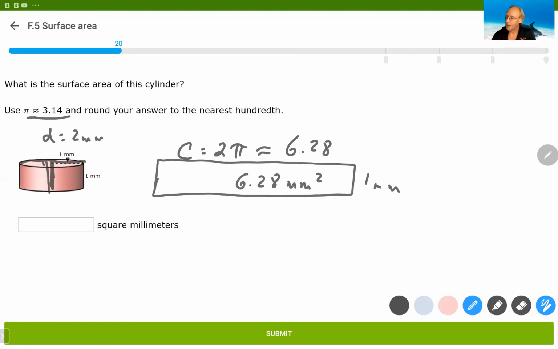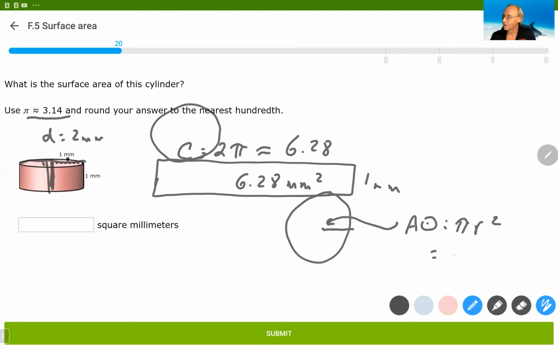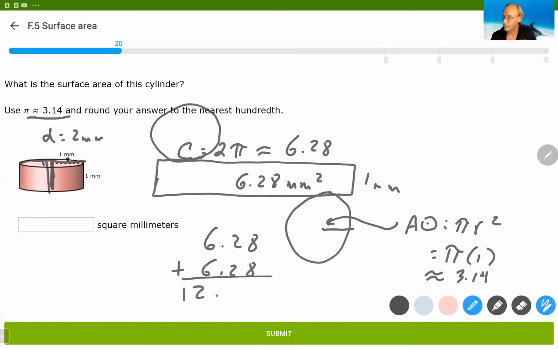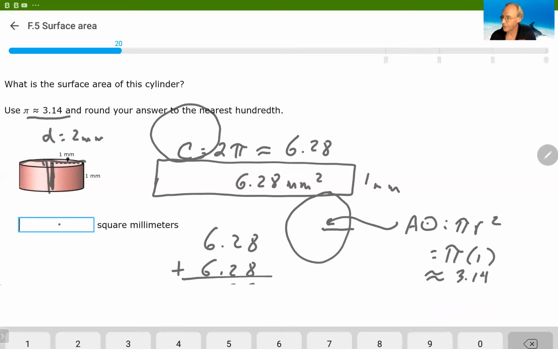But I also have a top and a bottom, and each one of these is a circle. And when I add those in, remember that it's pi r squared is the area of a circle. In this particular case, I've got pi, and the radius is 1. So we're just talking about pi, or about 3.14, and there are 2 of them. So we're going to add them up. The 6.28 square millimeters was my lateral surface area, and I've got 2 circles of 3.14, and that's going to be 12.56 square millimeters.